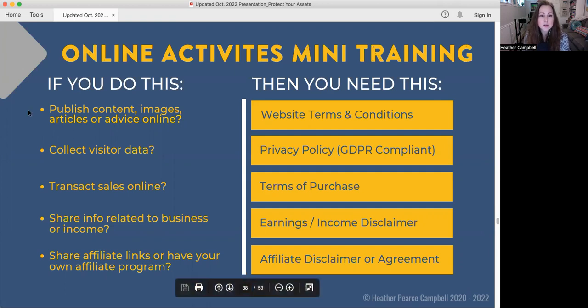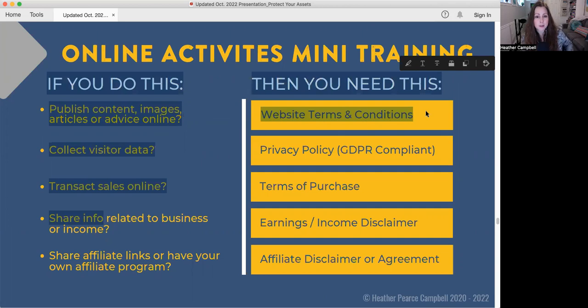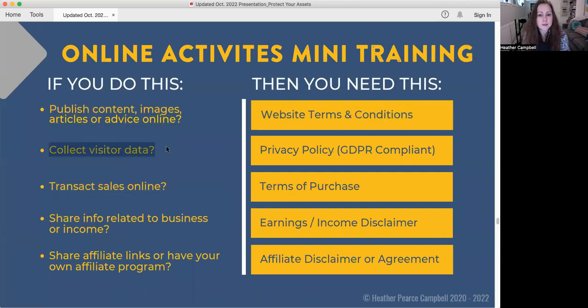It's got two columns: publish content, images, or articles, or provide advice online. If so, you need website terms and conditions. We spoke briefly about this before. If you collect visitor data, you are required by law to have a privacy policy that says, here's what we collect, here's why we collect it, here's our legal reason for collecting it, here's what we do with it, here's how we keep it safe, here's who has access to it, here's who we share it with.